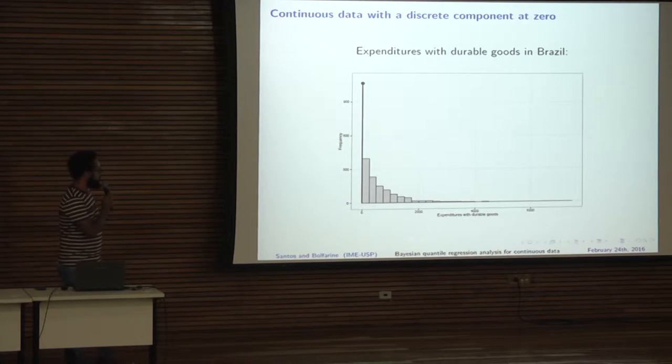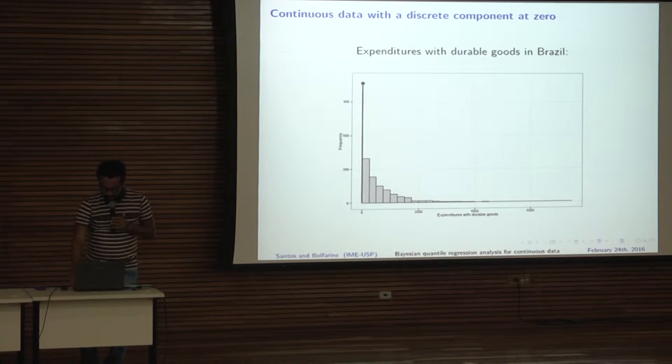So the data that I'm going to be analyzing is data like this. There are positive value distributions where there is a point mass distribution at zero. So if you look at, for instance, expenditures with durable goods in Brazil, and this survey was collected in 2008 and 2009. In this period, it's possible that part of the households didn't have any expenditures. So you will see this point mass distribution at zero. So what we want to do is try to get as much information as we can using quantile regression.